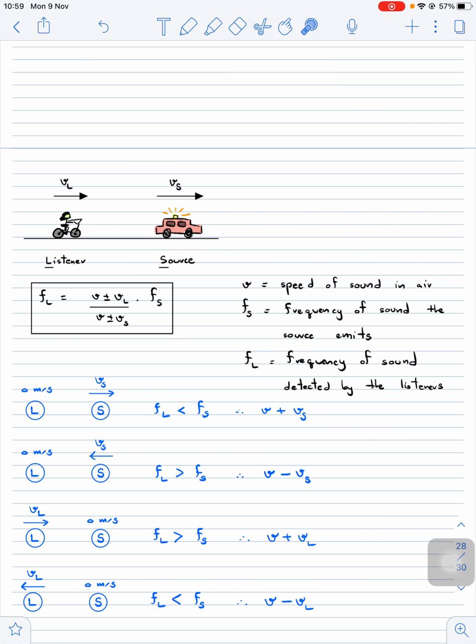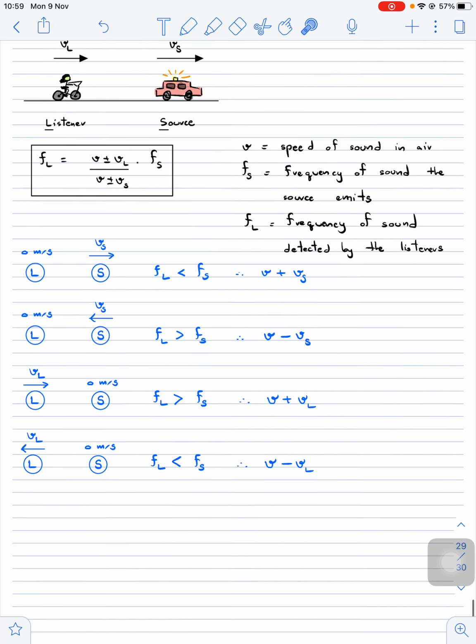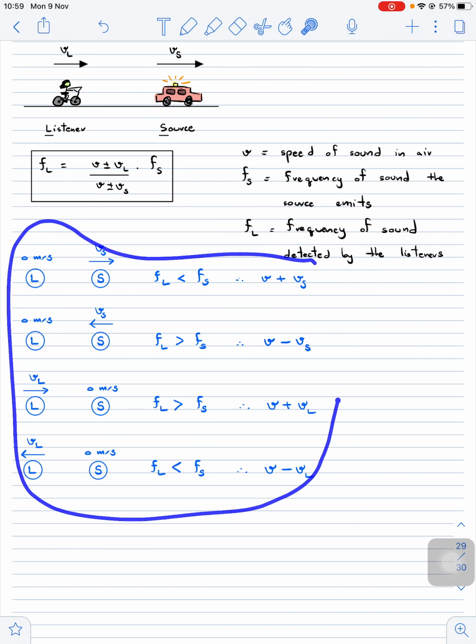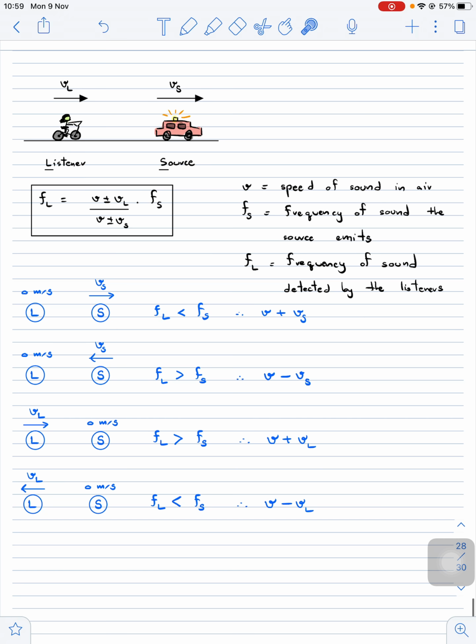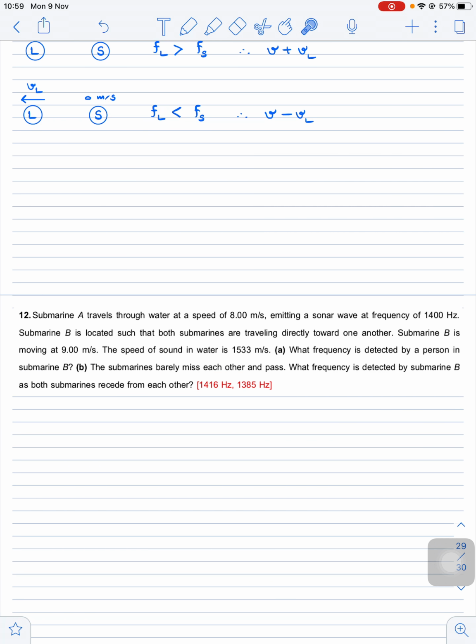But I would recommend that you don't need to remember this diagram, okay? Because if you understand whether the FL is larger or smaller, you can just pick the sign using the mathematics, and that's it. Okay, so let's look at these examples.